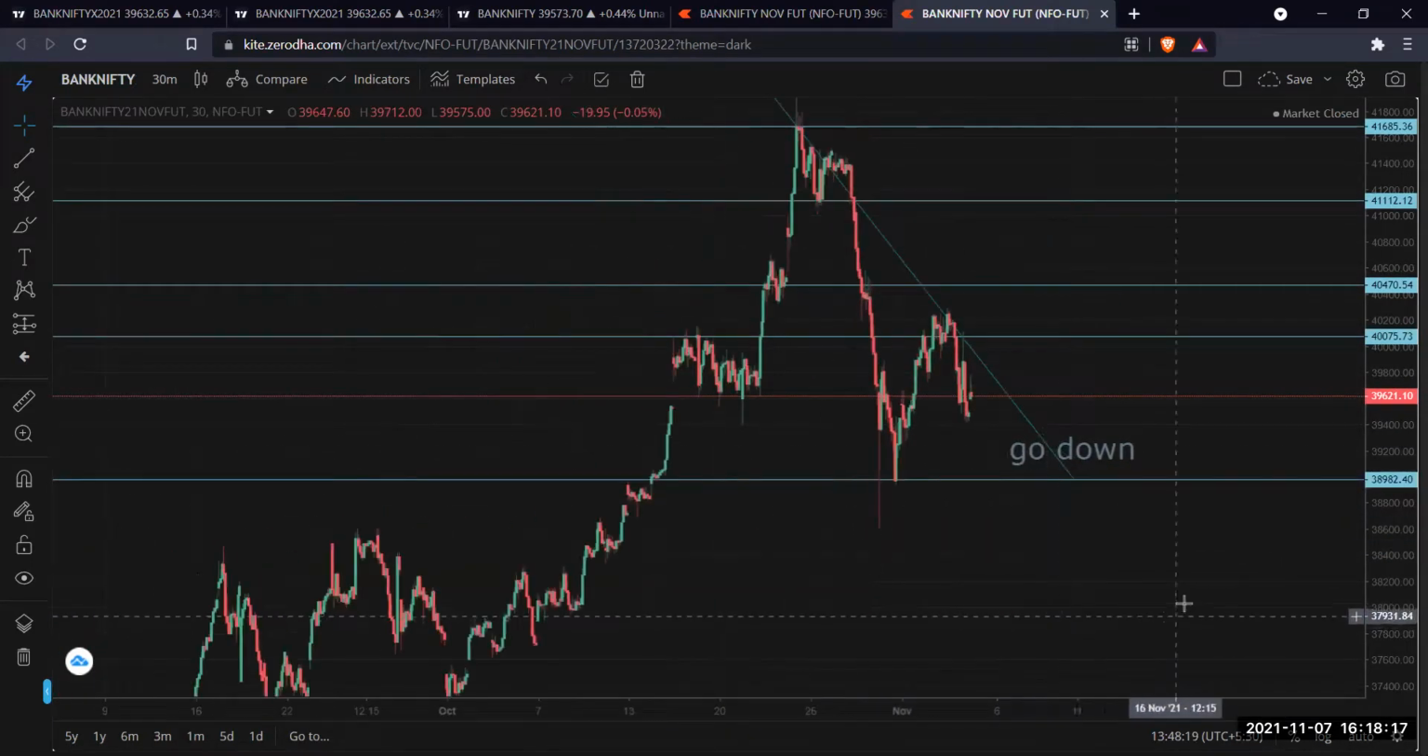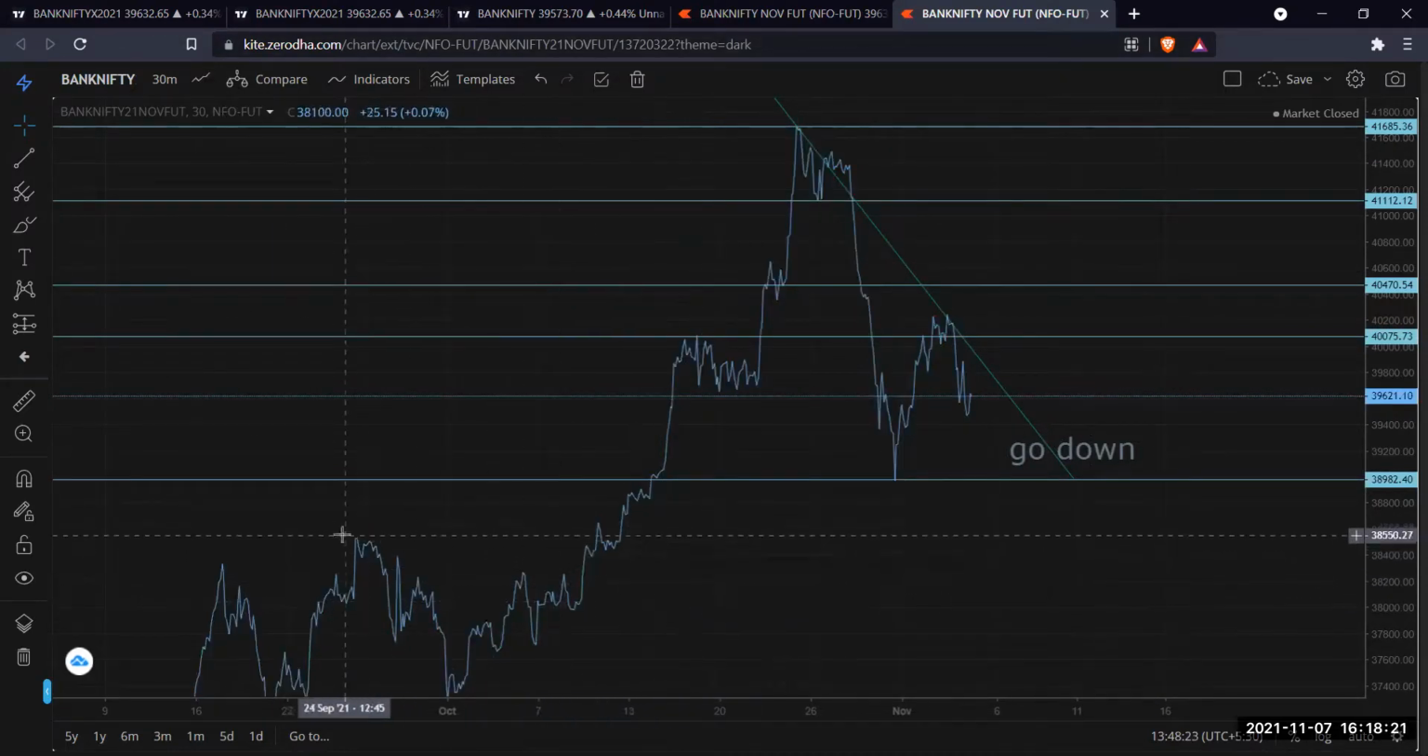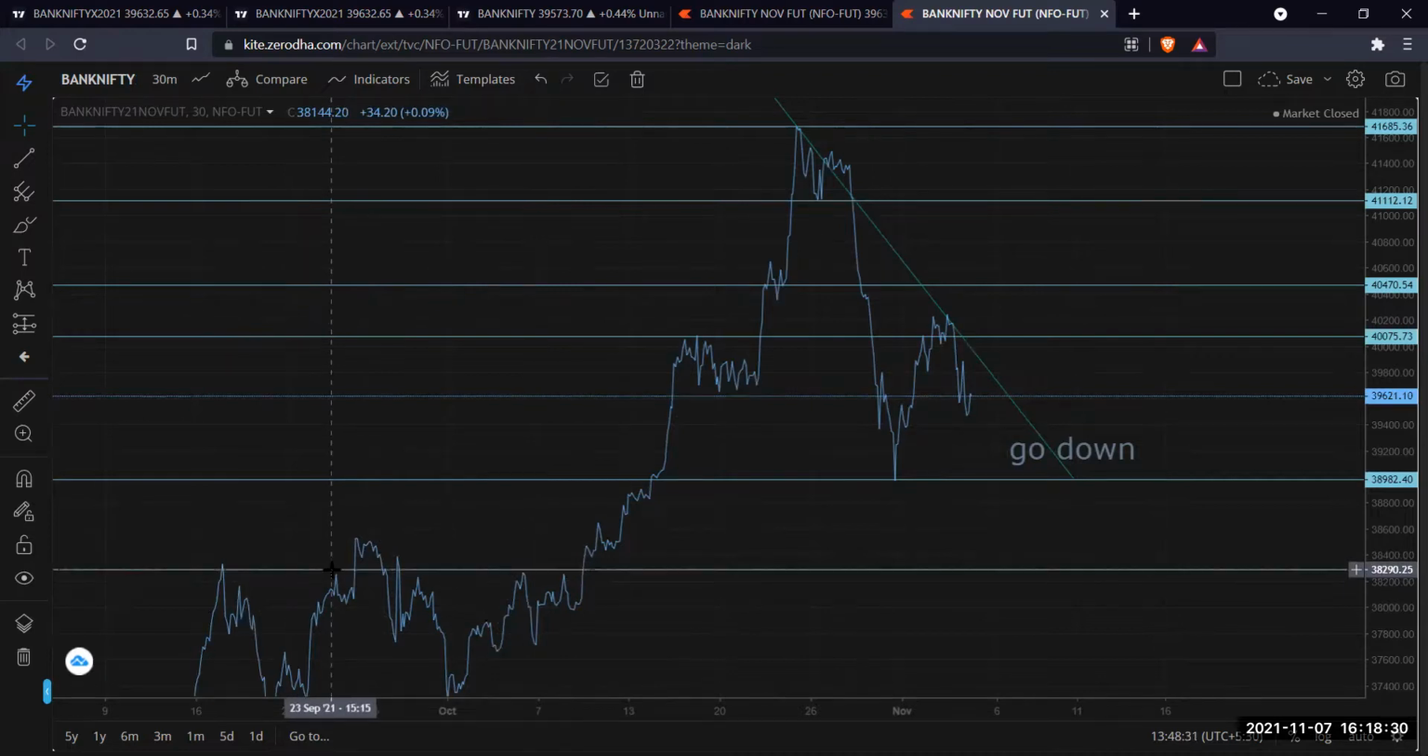Then where is the next? Again you go here, you see here is the V, big V, 1, 2, 3, 4, 5 V. So here we will draw a line. So this is the next target of the market, 38,290, 38,982.